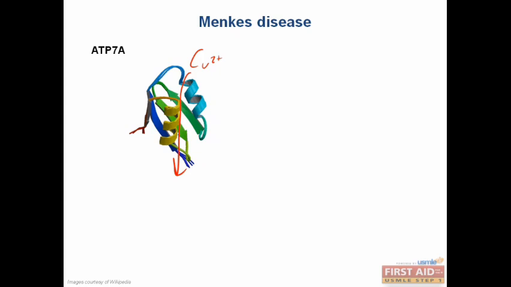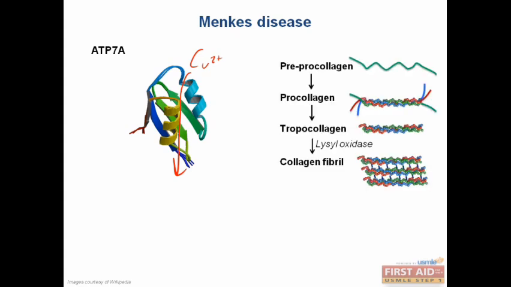So what's the enzyme in collagen synthesis that requires copper? I'll give you a hint. It's used to cross-link collagen triple helixes to make collagen fibrils. This would be lysyl oxidase, and this is why a defect in a copper-transporting protein causes collagen deficiency.